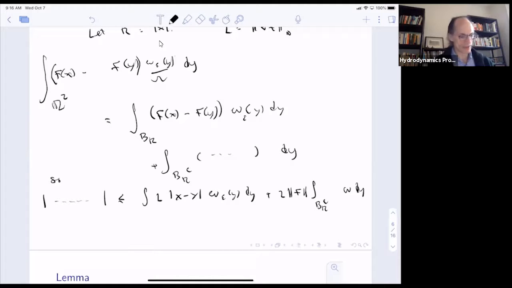And what I can do here is insert something that's bigger than 1. So let me insert y squared over r squared. That's always bigger than 1 on the complement of the ball of radius r. Okay, good. And so then, in the ball of radius r, this is less than the Lipschitz constant times 2r times the integral, which is 1. And, well, okay, let's write this.